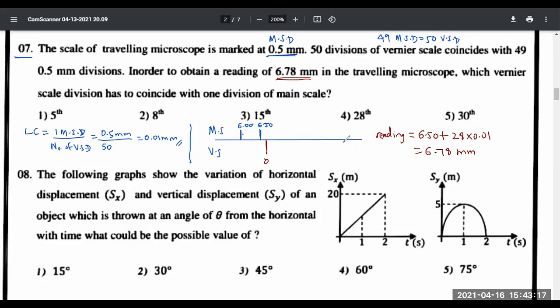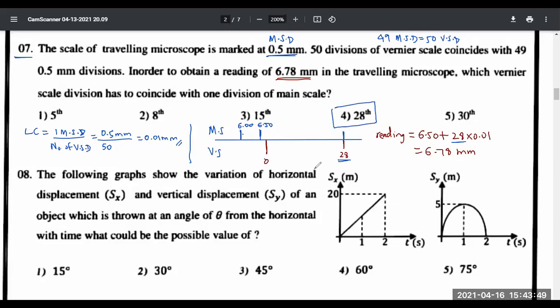Therefore, the 28th vernier scale unit should be coinciding with, we don't know which, one of the main scale units. So this is how the coinciding happens. If the coinciding is happening like that, how will you write the reading? You will write it like this: 6.50 plus 28, into 0.01. So the question is, which vernier scale division has to coincide with one division of the main scale? That should be 28.